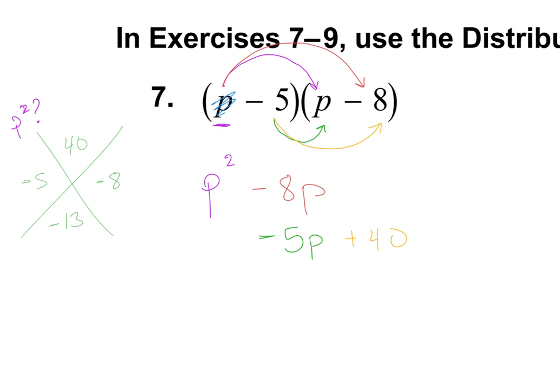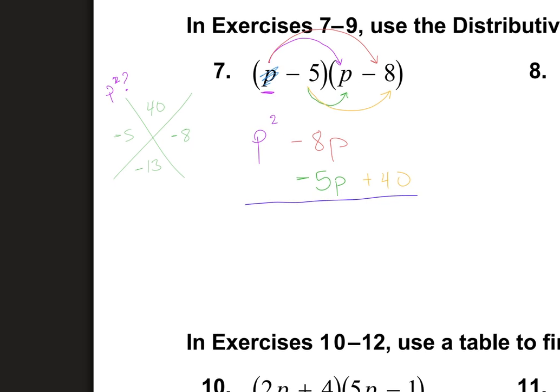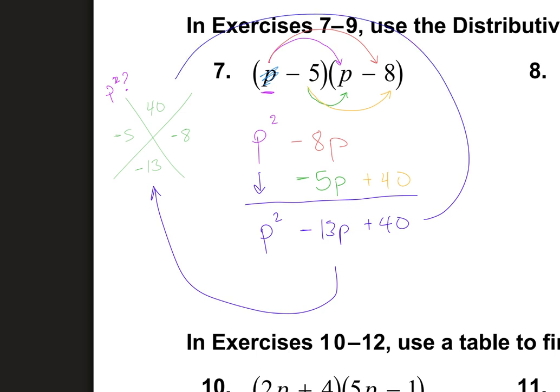And if you're like, okay, I'm still not 100% sure what's going on here, watch this. We admit that p times p is p squared. If you were to combine all of the like terms right here, there's no other p squared, so there's p squared. If you were to combine negative 8p and negative 5p, you get negative 13p. Look, he's right there. And then 40. There's no other like terms for him, so 40, and look, he's right there.